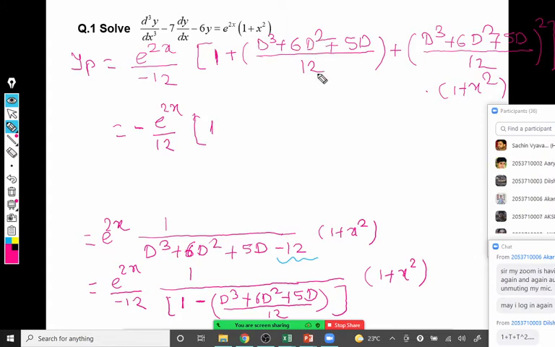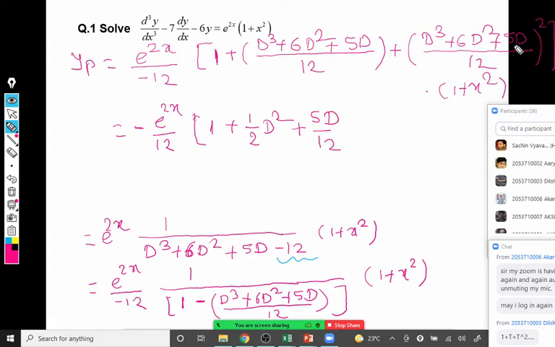6d square upon 12, is it required? Yes, sir. So 6 by 12, I will write 1 by 2. Okay, 1 by 2 d square. I'm simplifying at the same time. Then the 5d term, is it required? Yes, sir. Correct. 5d by 12, that is also required.